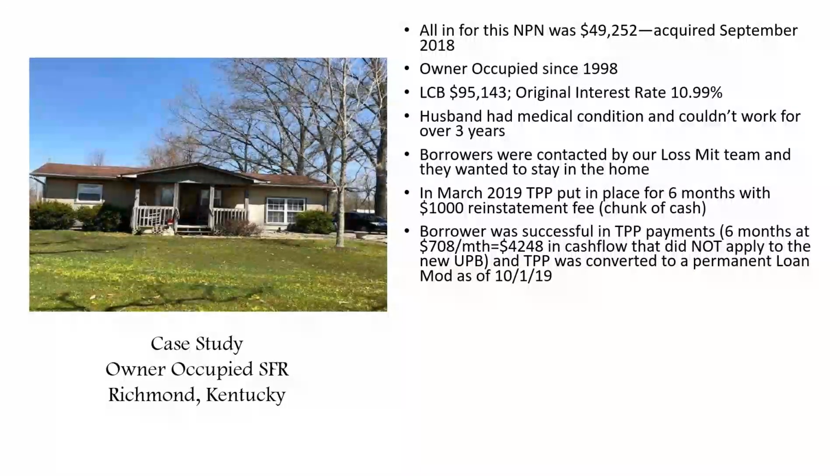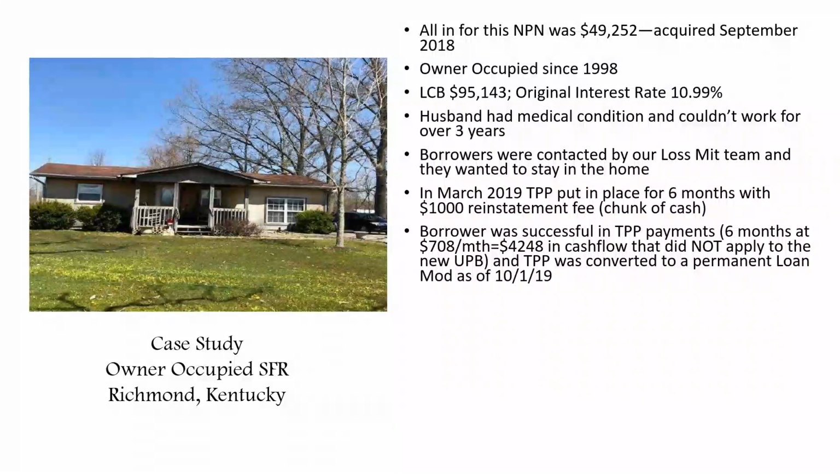They paid for the first 6 months a trial payment plan. Their payments were $708 a month, because we had to pay a success fee to our loss mitigation team. Ultimately their payment ends up being $608 a month, but for the first 6 months during the trial, it was $708, so we could pay the loss mitigation success fee. We ended up with $4,200 and change in cash flow for 6 months. That did not apply to the new loan. That applied to the old loan.